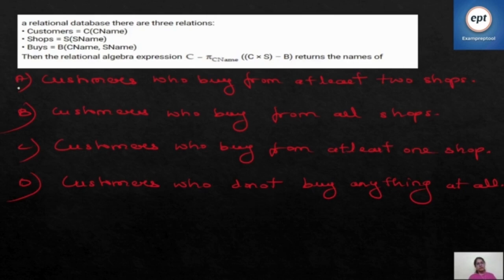Option A is customers who buy from at least two shops. B is customers who buy from all shops, C is customers who buy from at least one shop, and D is customers who do not buy anything at all. From this expression we can say that it is the implementation of division in relational algebra.